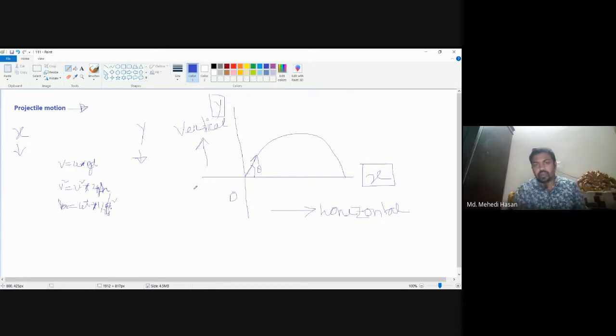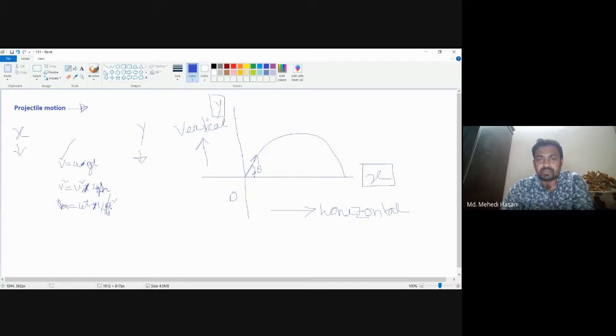If we throw an object perpendicularly upward, at a right angle to the horizontal, then you can use v equal to u minus gt, v square equal to u square minus 2gh, and h equal to ut minus half gt square. But if you throw an object at less than 90 degrees, then you have to find two components. Anything like that will have two components, because velocity is a vector quantity. Initial velocity or final velocity, both are vector quantities.